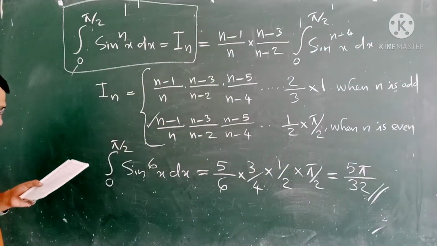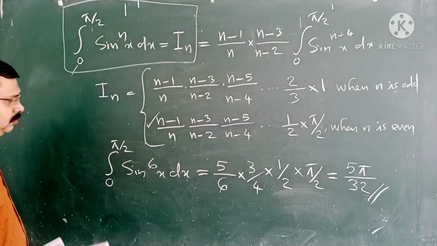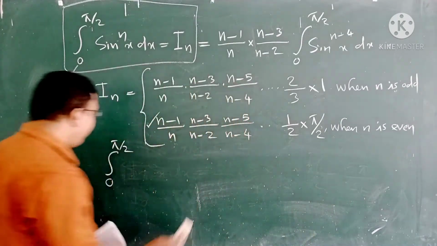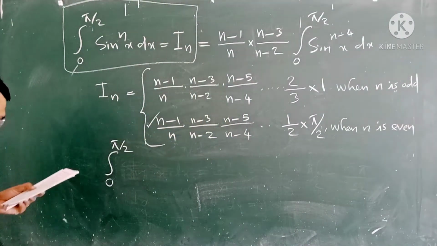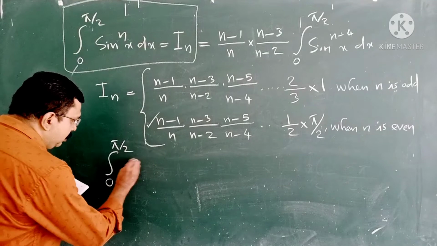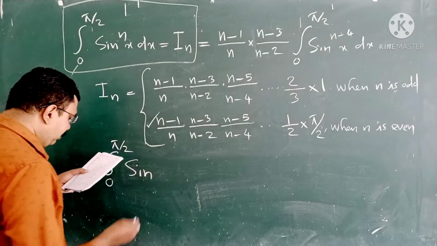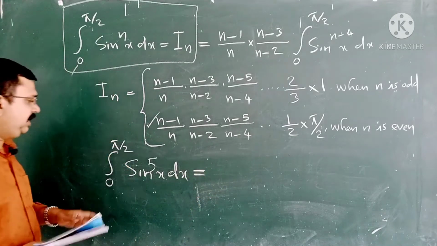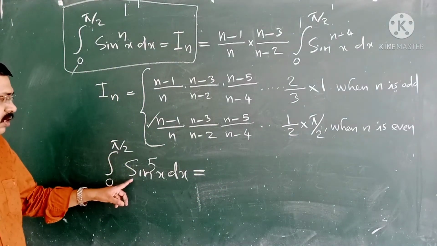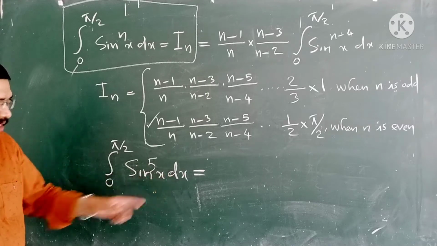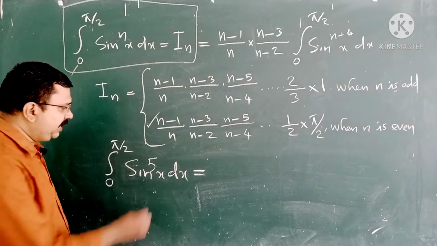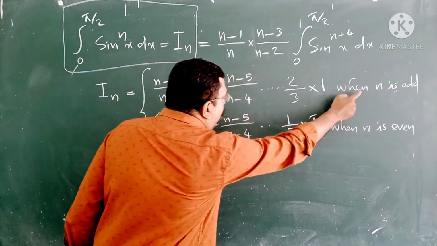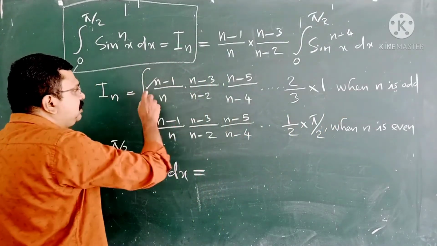Our next question is: find the integral from 0 to pi by 2 of sin raised to 5x dx. Here remember, what is our n? n is 5. 5 means n is odd. Therefore, we are applying the first condition.